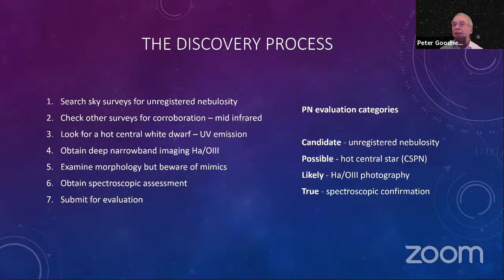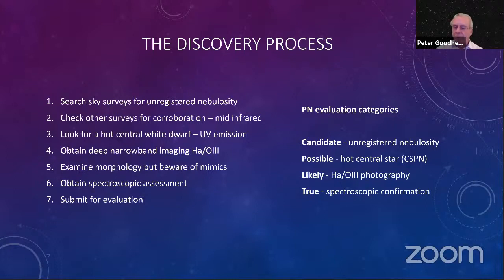First of all, it's a candidate. This is a simplification, but a candidate will have unregistered nebulosity. So there's something there. If there's a hot central star, then it's more likely to be considered possible. If there's O3 imaging that comes through from photography, then it will make it likely. And if you get spectroscopic confirmation, then it's likely to be true. Now, this is a gross simplification, but it gives a clue to the sort of parameters that go through. The actual final parameters are far more complex than that and beyond my comprehension.